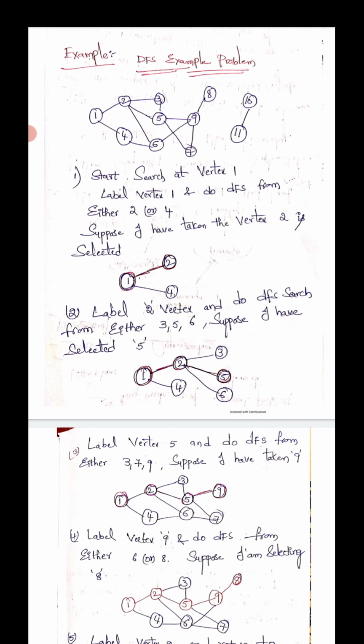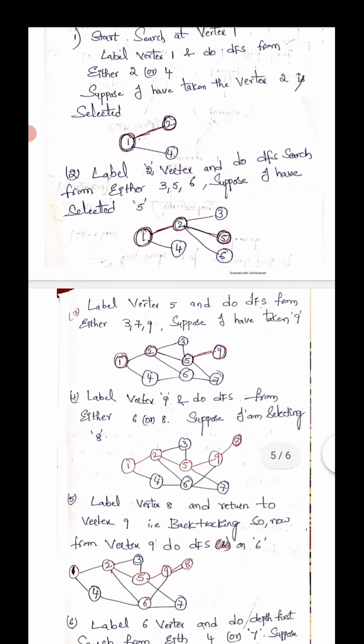Suppose I select 5. 1 to 2 is there already, and now I connect 2 to 5; I have to draw that line thickly. Coming to the third step, label vertex 5 and do DFS from either 3, 7 or 9. Suppose I have taken 9 here. Look at the diagram: 1 to 2, 2 to 5, 5 to 9. I draw these lines thickly, and the remaining lines in a simple way.